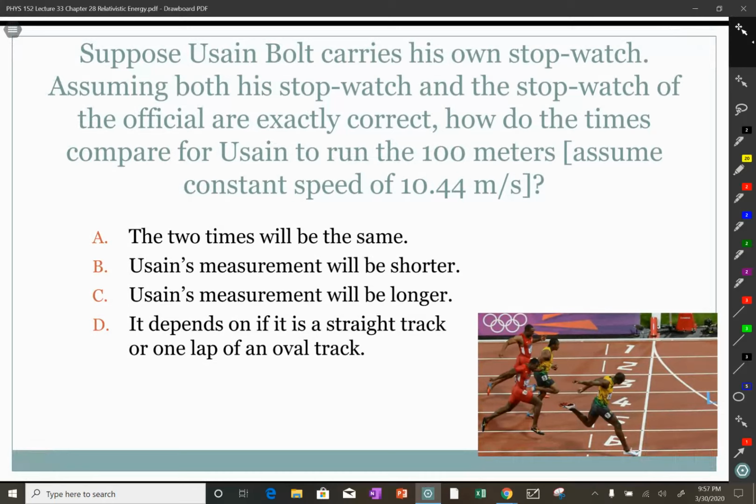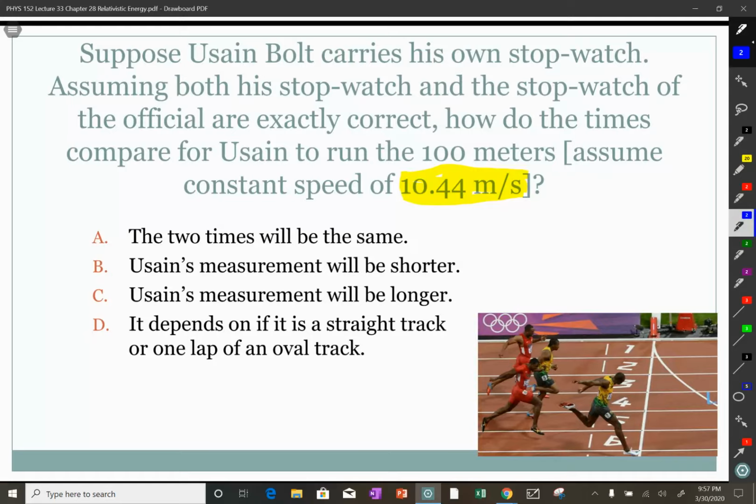Number one, suppose Usain Bolt carries his own stopwatch. Assuming both his stopwatch and the stopwatch of officials are exactly correct, how do the times compare for Usain to run 100 meters? And assume that he has a constant speed of 10.44 meters per second. That's his average speed for his world record race, just for the record. So the question is, how do the times compare? Are they the same or are they fundamentally different?